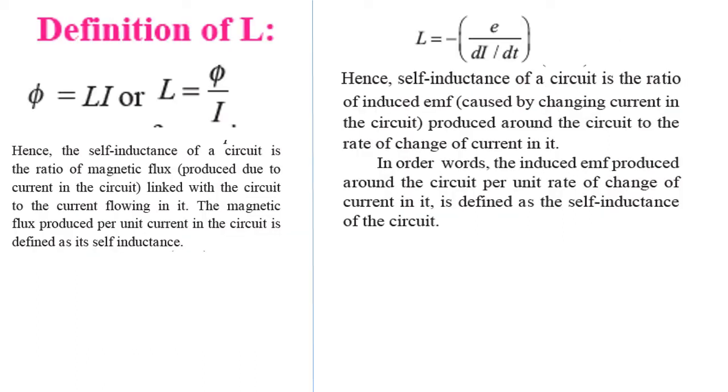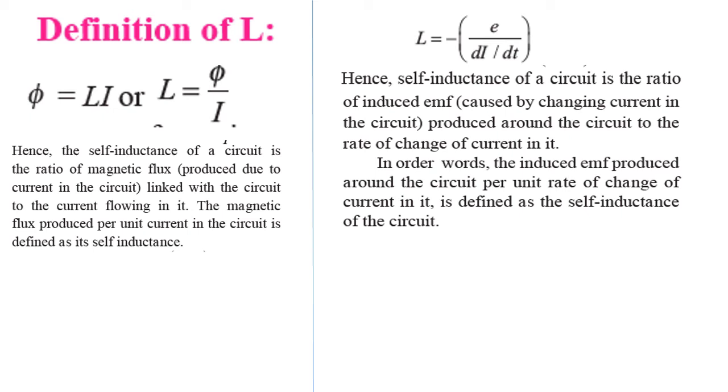So we can define the coefficient of self-induction in different ways. Let us see the first definition. L is the ratio of phi by I. Hence, we can say that the self-induction of a circuit is the ratio of magnetic flux produced due to the current in the circuit, linked with the circuit, to the current flowing in it. The magnetic flux produced per unit current in the circuit is defined as self-induction.